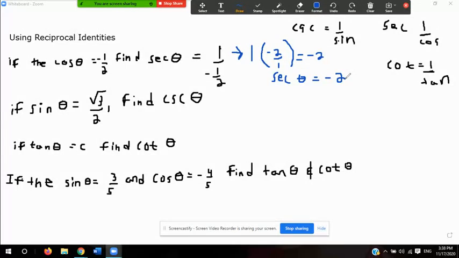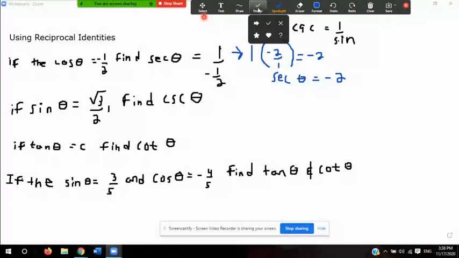Now let's do example 1b. Example 1b says, if the sine of theta is the square root of 3 over 2, find the cosecant of theta. We already used the secant formula, so let's eliminate this formula. And we're not going to use the cotangent, so let's eliminate it right now. According to this exercise, we have the sine of theta, which is the square root of 3 over 2, and we're finding the cosecant of theta, which will be found using this reciprocal identity: the cosecant equals 1 over the sine.